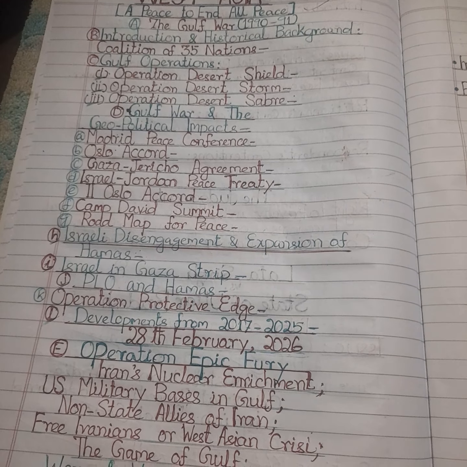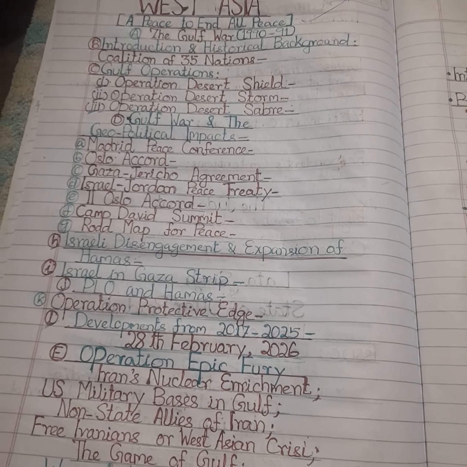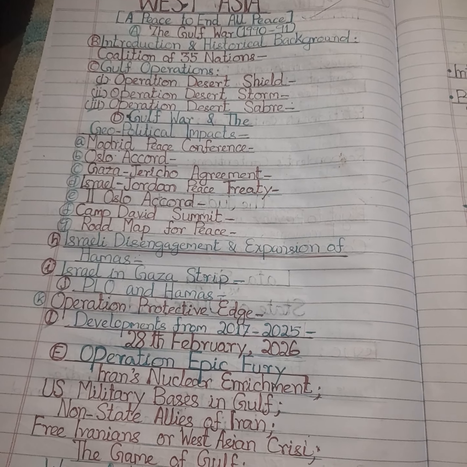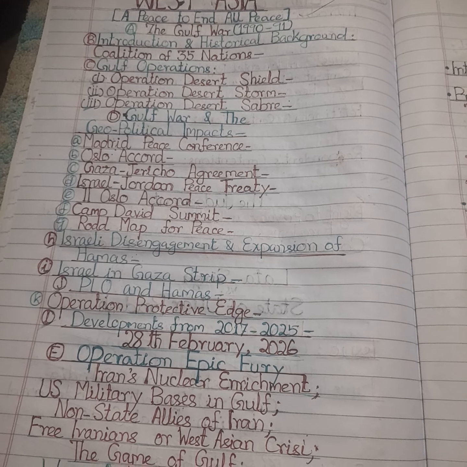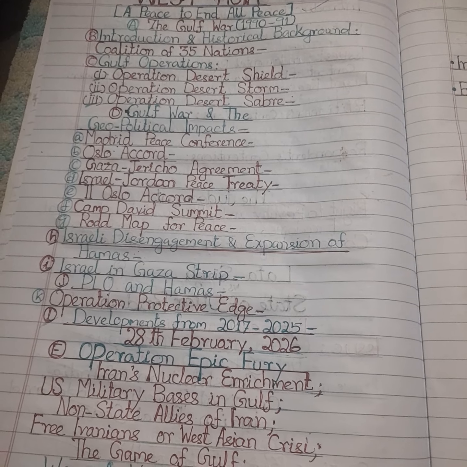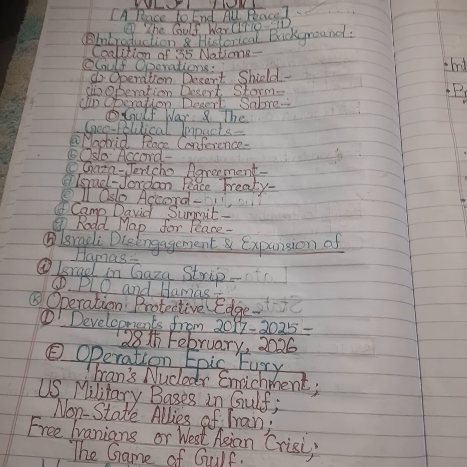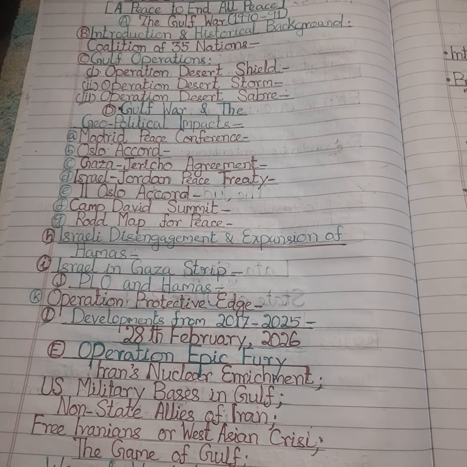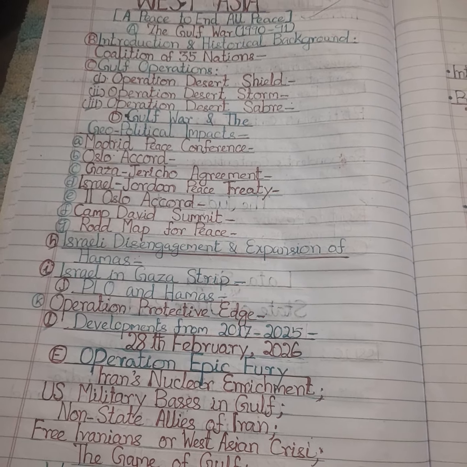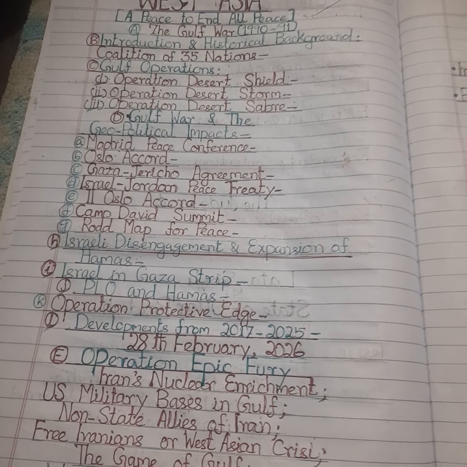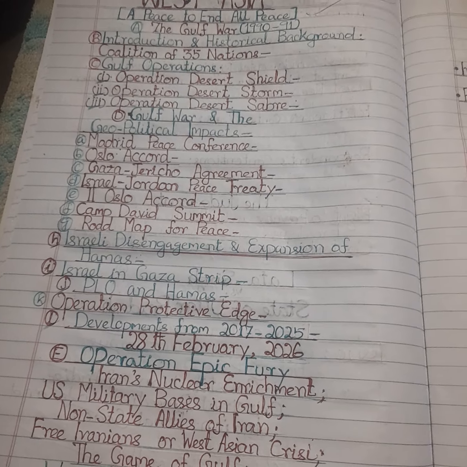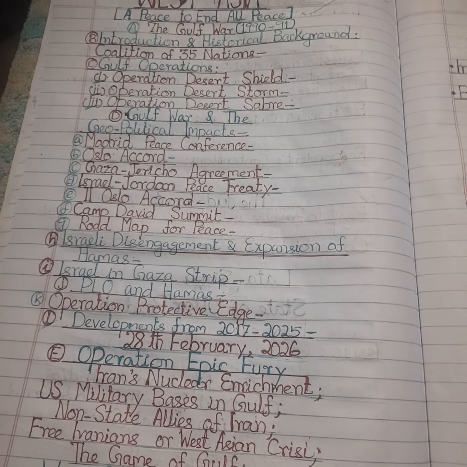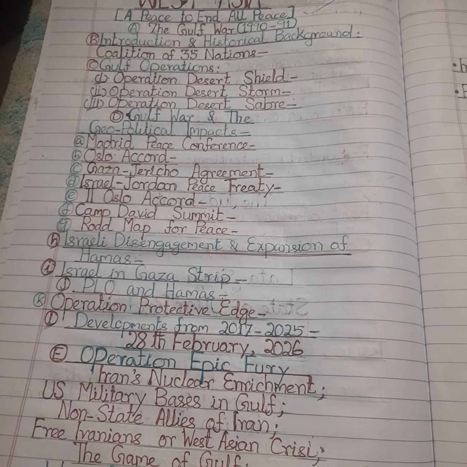The second operation, that ran from January 17 to February 28, 1991, was known as Operation Desert Storm. This is the combat phase with an intense air campaign. For 5 weeks, coalition forces used guided munitions and stealth technology to destroy Iraqi command centers and air defenses.